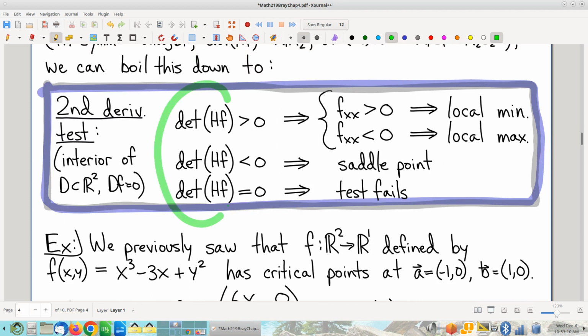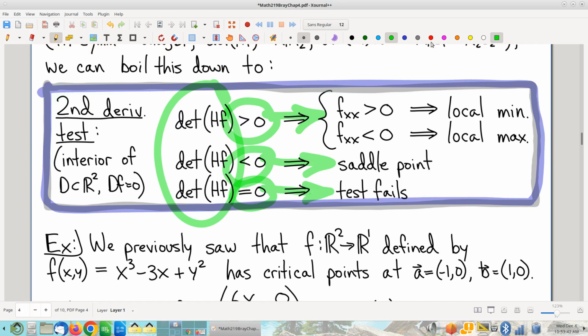First, you have to look at the determinant of the Hessian matrix. That's weird. This is just how the diagonalizability stuff works out. Look at that determinant. If it's positive, then proceed to this little chart over here. If it's negative, you have a saddle point. And if it is 0, then you have a failure, and the second derivative test crashes and burns, and you draw no conclusions at all.